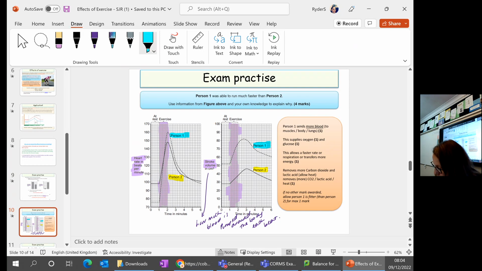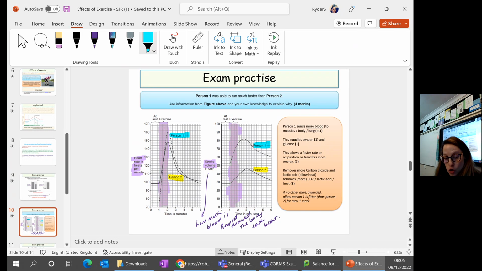Because I've got more of the reactants, I will therefore be able to carry out that reaction faster. So I'll be able to carry out that reaction. You have to name the reaction, which is respiration. Therefore, more energy will be released, and that is how person one can run faster than person two. Person one can run much faster because they have more energy.